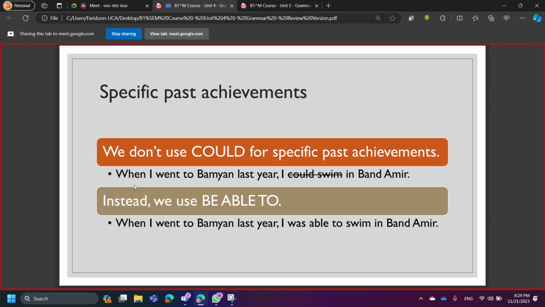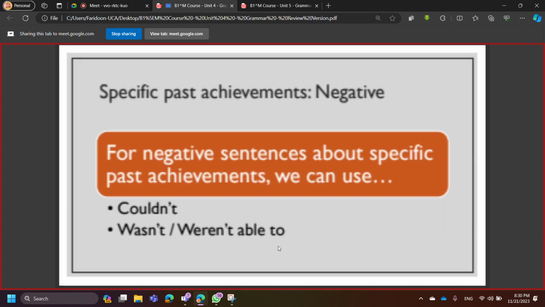Okay. For instance, when I went to Bamyan last year, I could swim in Bandemir. This is okay. I mean, could swim kind of gives meaning in here, but as mentioned before, to set a standard and to avoid confusion, it's better to just use be able to for that. For instance, when I went to Bamyan last year, I was able to swim in Bandemir. So being able to swim in Bandemir only last year, this is a specific past achievement, okay?